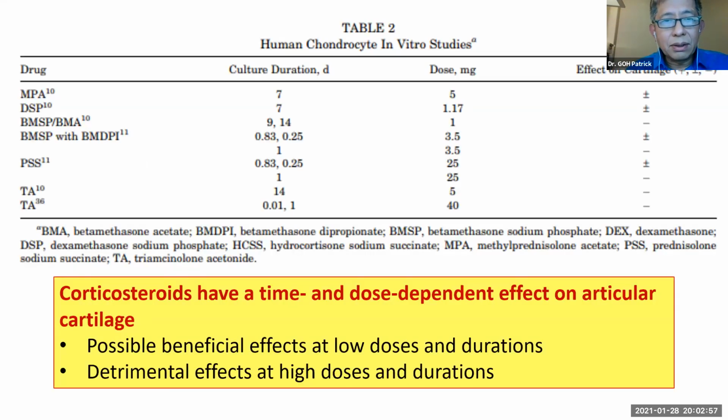So just a quick summary of what these results showed. Generally speaking, in the last column, you'd see more negative than positive effects on the cartilage. And I think the net analysis of all of this is that cortisones do have a time and a dose-dependent effect on articular cartilage. There may be possible benefits at low doses and durations, but I think the margin is quite narrow, and detrimental effects at high doses and longer duration exposures.